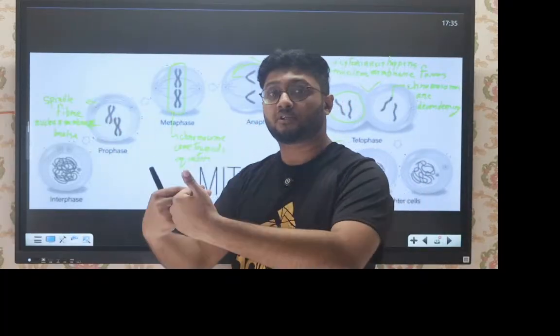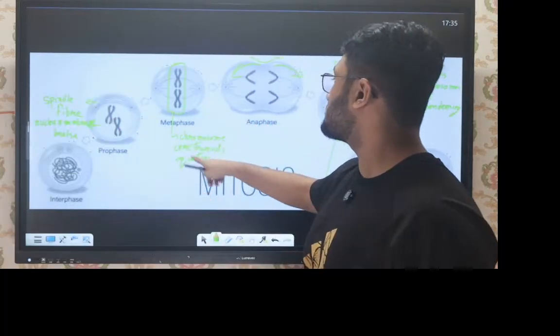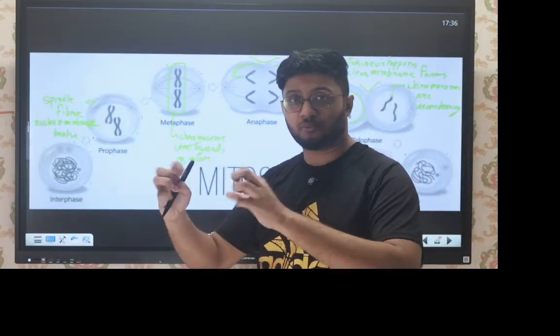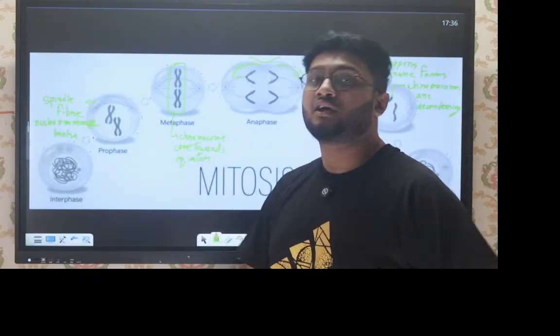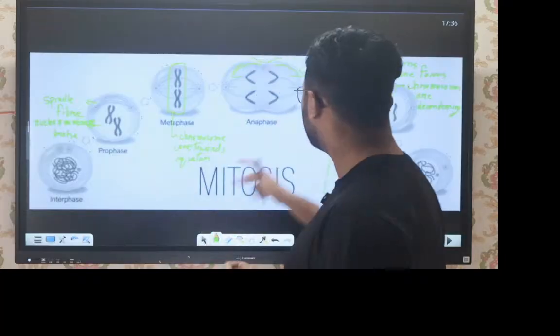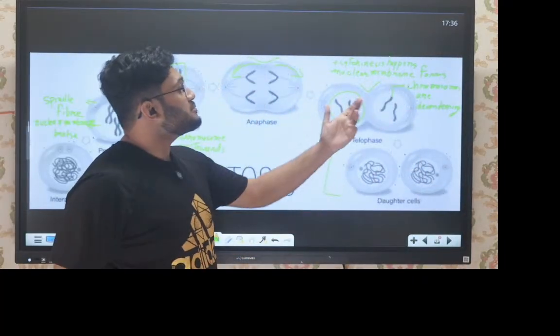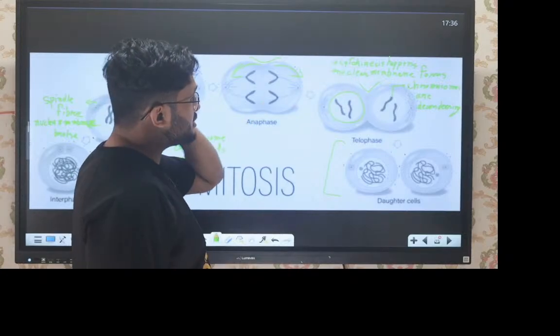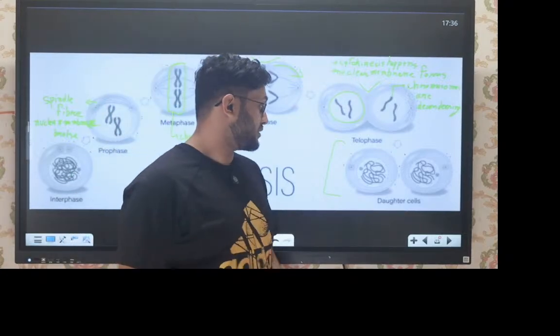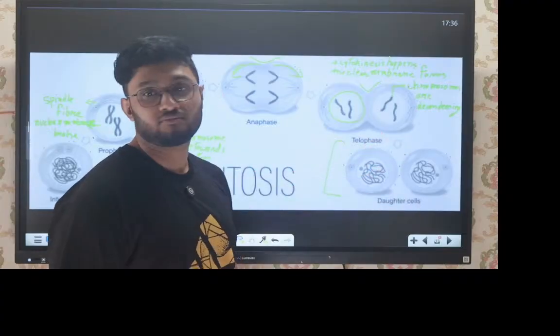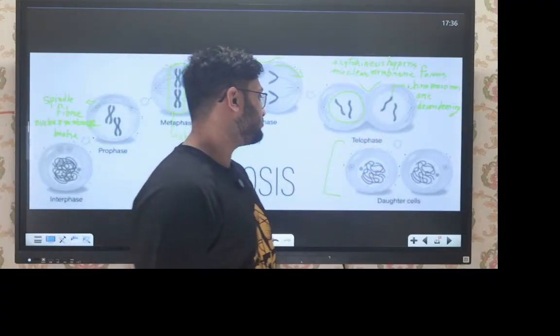Metaphase, they all come into the equator. Chromosomes come towards the equator. Anaphase, sister chromatids stretch out into the opposite poles. And telophase, all these things happen. Cytokinesis happens, nuclear membrane forms, and chromosomes are decondensing. And then daughter cells are formed.